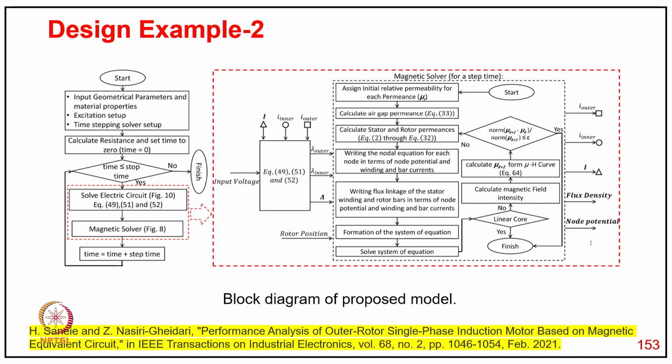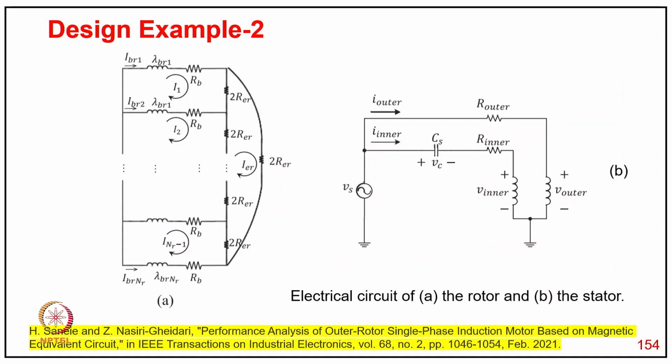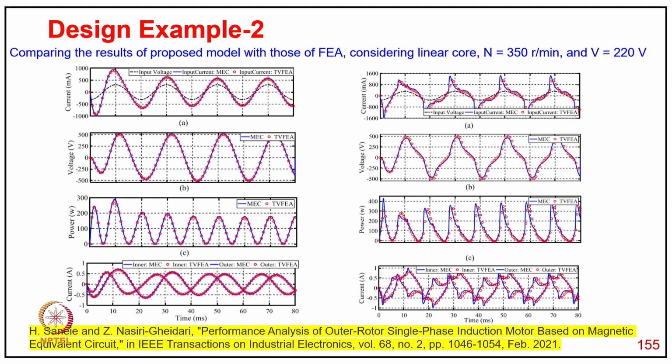Then typically the block diagram of the proposed model with the complete process, how it goes, starting with the input geometrical parameters, and then finally the final design of this single phase induction motor, like any steps from this reference. And then the electrical circuit of the rotor and the stator, and then comparing the results of the proposed model with those of APM, considering the core with the speed of 350 rpm and supply voltage of 220, starting from current, voltage, power, and typically the different kinds of current.